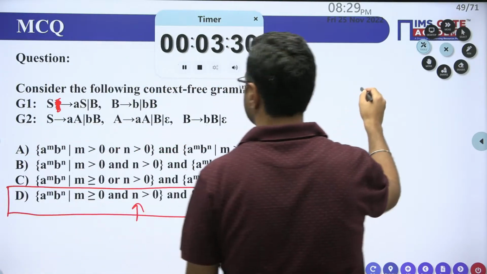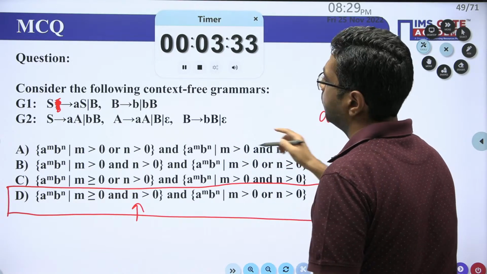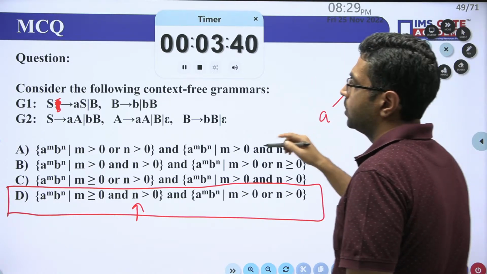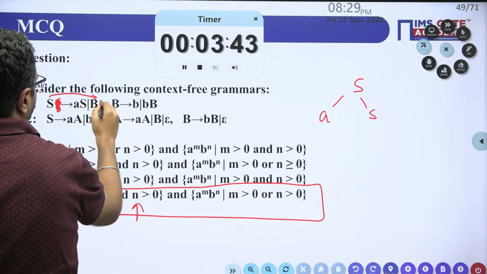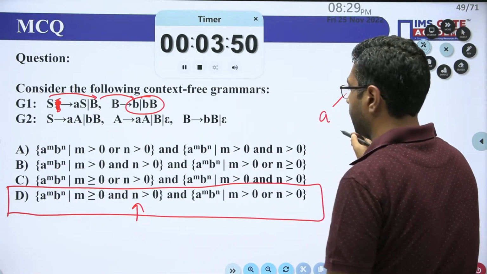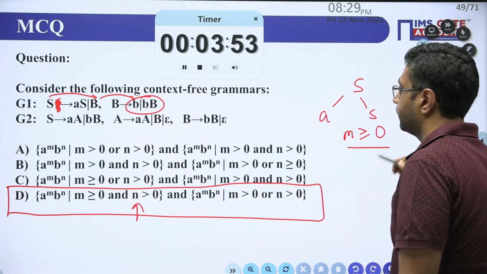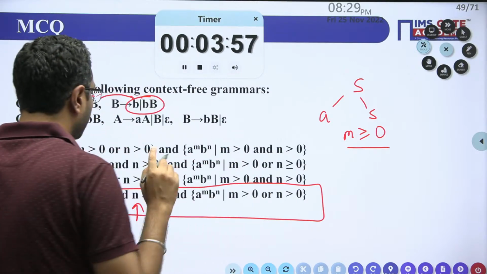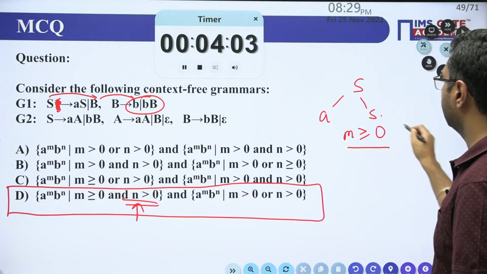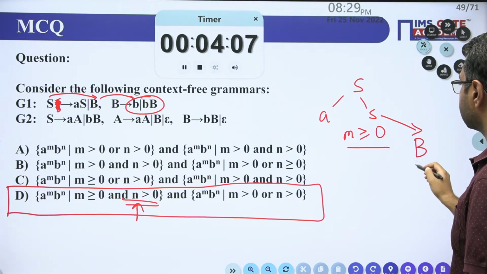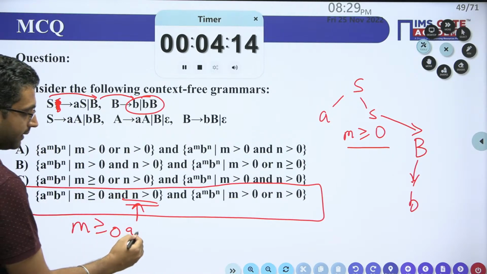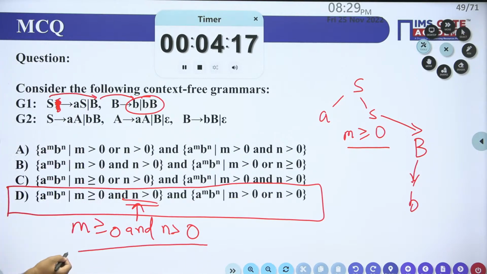Okay, so meanwhile, let's see the solution. So again, S produces AS or B. If I directly take the route for B, S goes to B, and then B only produces B's. It does not produce A. So my M can be greater than or equal to 0. But N has to be greater than 0. Why? Because to get rid of S, I have to go to B, and to get rid of this B, I have to produce at least one B. So M is greater than or equal to 0 and N is greater than 0. There is only one option which says this. Therefore, option D is correct.